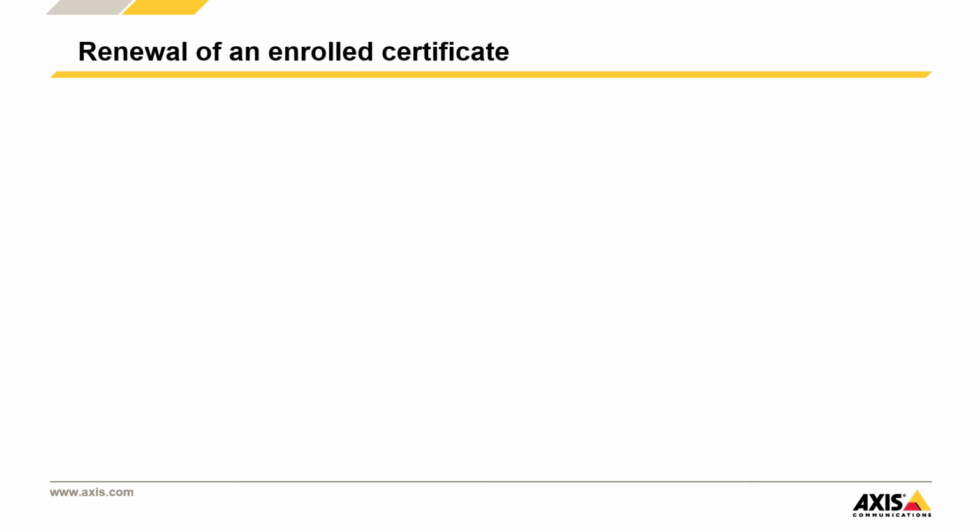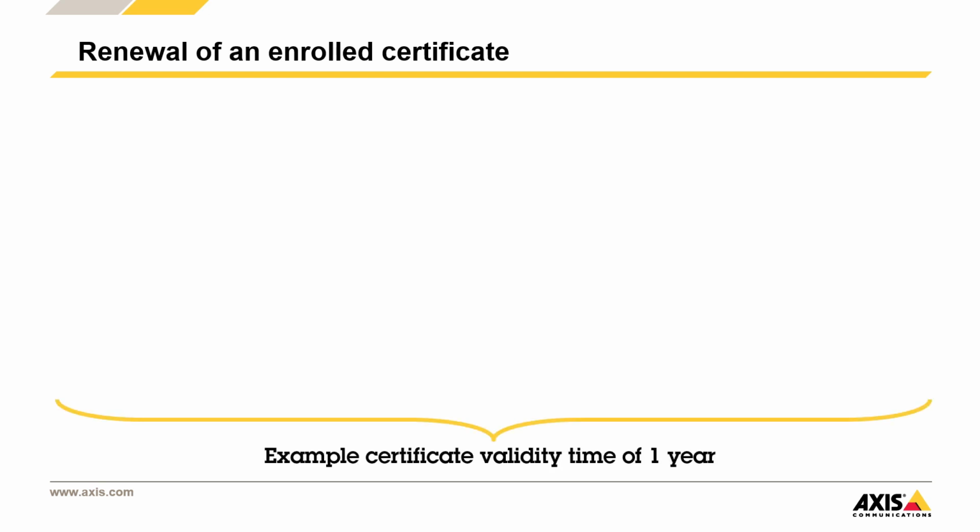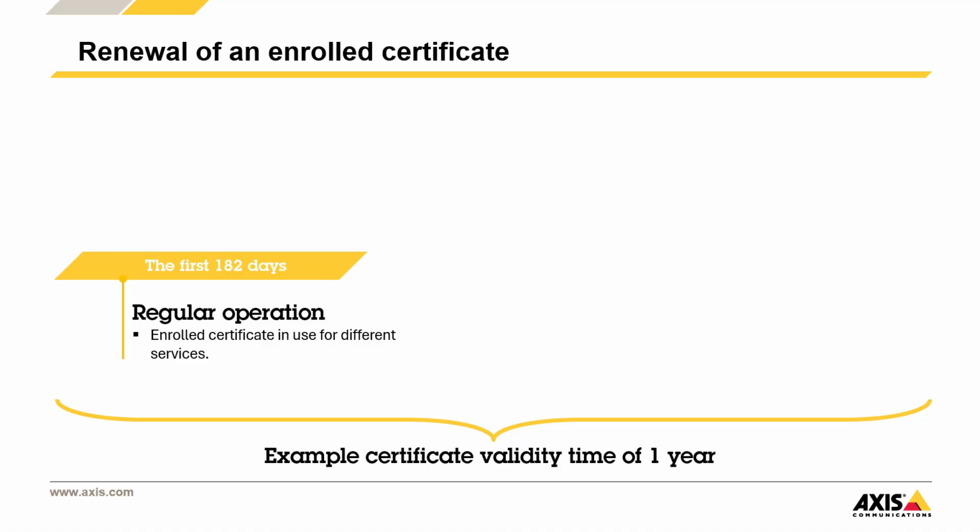Certificates have a limited validity time and must be renewed at some point. So let's look at the life cycle of an enrolled certificate and how the renewal process works. To illustrate this, we use a certificate with an expiration period of 1 year. During the first half of the certificate's expiration period, the device operates normally using the certificate for its services.